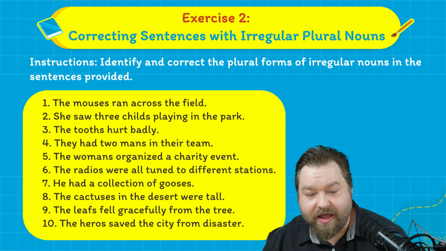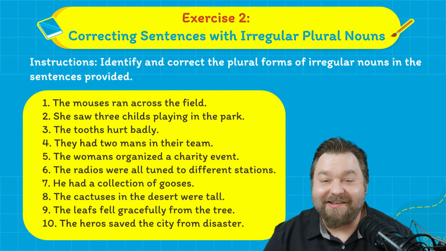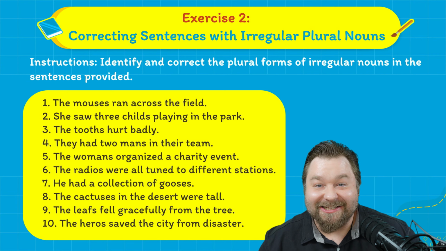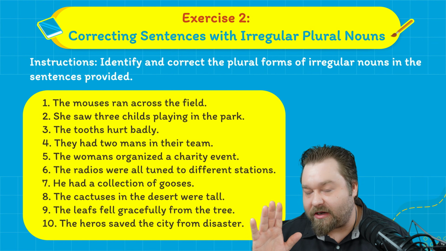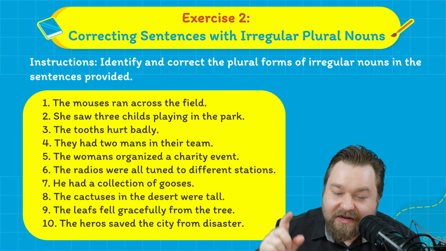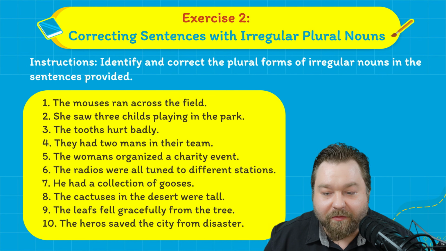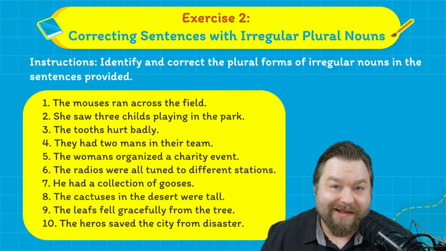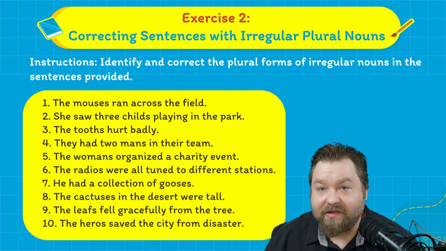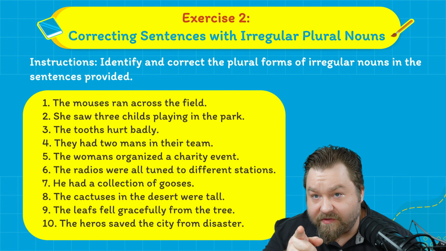Let's look at exercise number 2. And it's our paragraph. No, it's not. It's correcting sentences. It's a lot of sentences. I thought it was a paragraph, but it's not. It's okay. Identify the correct and plural forms of irregular nouns in the sentences provided. So find the mistakes and fix them, okay? Pause the video. Hopefully that was easy. Let's check to make sure that you got them all correct.